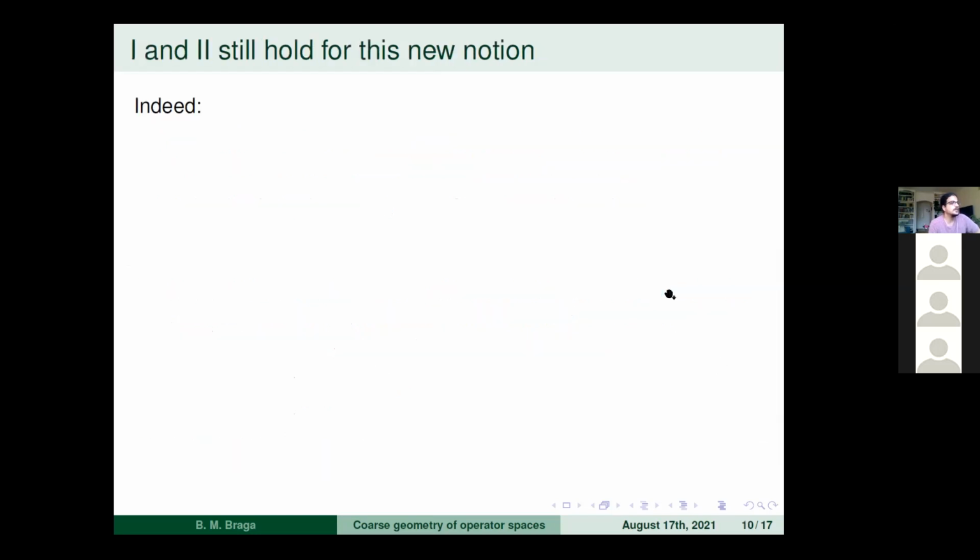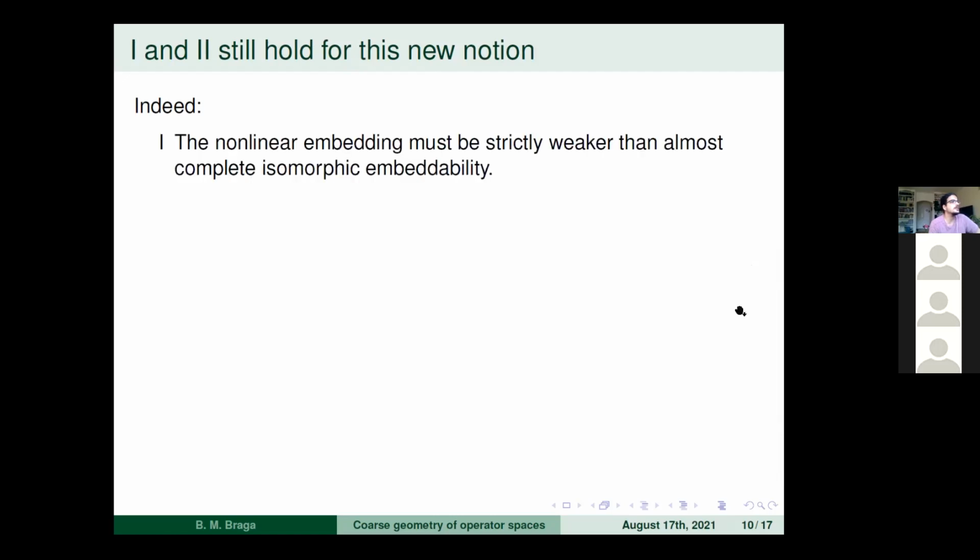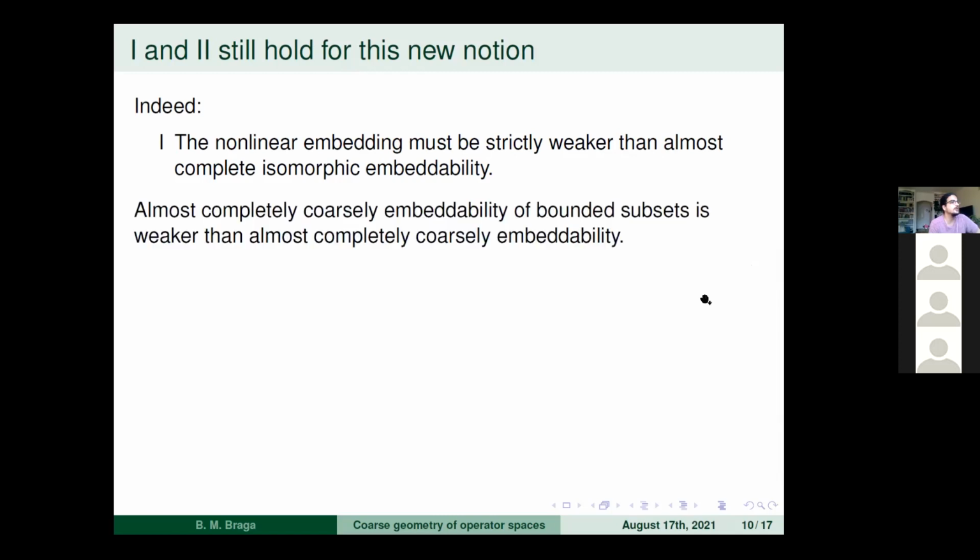Okay, so we now have this notion, and of course, questions 1 and 2 still need to hold for this, otherwise we are doing something silly. So let me just quickly observe that this actually is the case. For this notion being strictly weaker than its linear version, it's trivial, because this is actually weaker than the nonlinear embeddability I just presented before. So if the nonlinear embeddability I had before was already strictly weaker, so is this. So that one is fine.